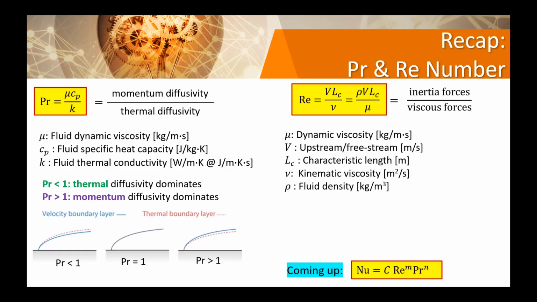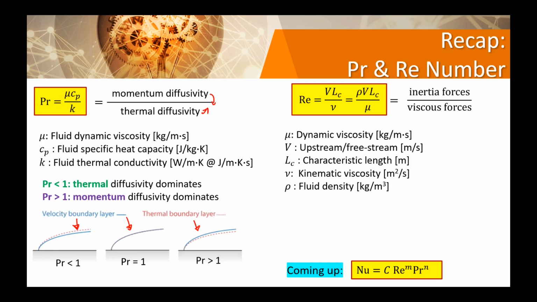Okay, so for example, we had a Prandtl number, right? It was the ratio of momentum diffusivity against thermal diffusivity. Basically, it tells you the ratio between the momentum boundary layer or the velocity boundary layer against the thermal boundary layer. Okay, so you can see from these three Prandtl number conditions, right? If it is less than 1, you will have this guy dominating, right? So the red one, which is the thermal boundary layer, will dominate. If you have equal to 1, these two are basically the same.